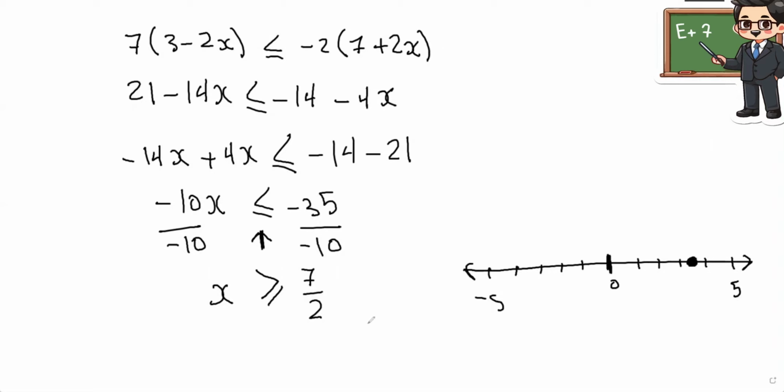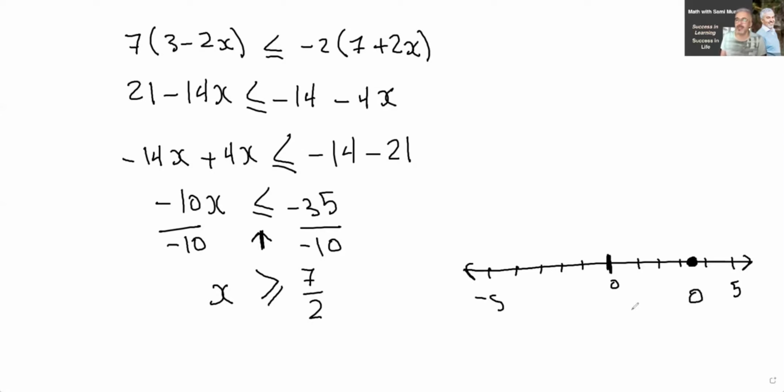If there was no equal sign, with just an inequality sign, you'd do this instead. But since there's an equal sign, you have your closed circle right there, and then it's greater than or equal to 7 over 2. So greater than is shading this way. So that's your solution right here.